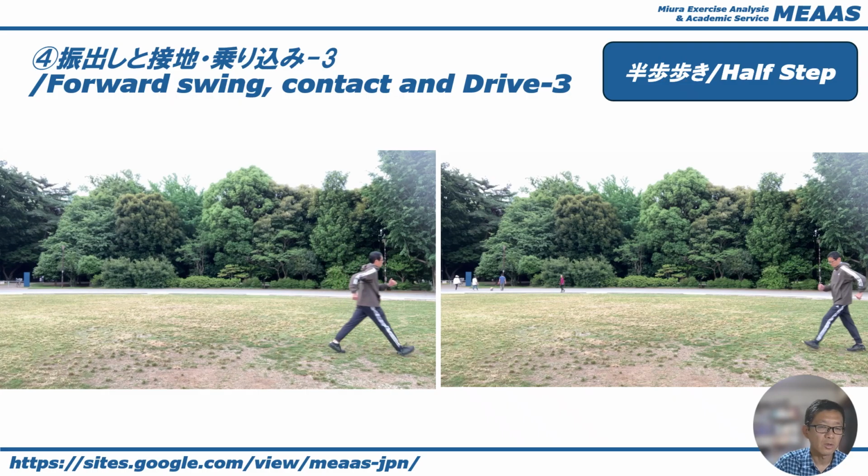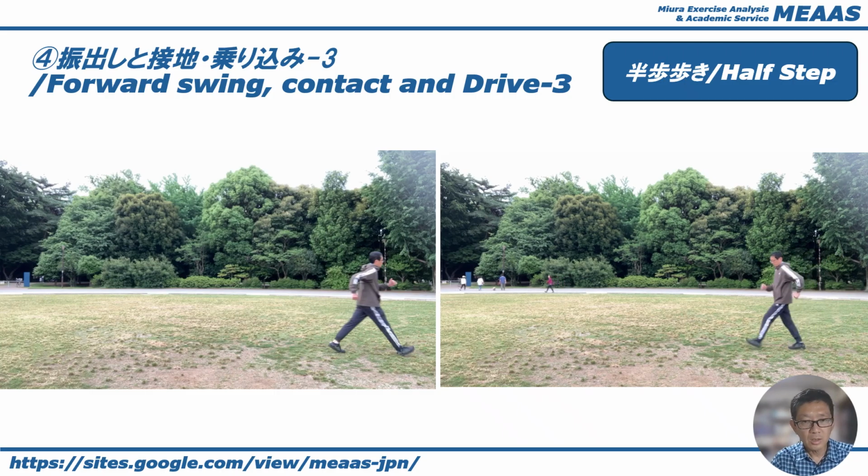This model is a little bit too wide, but it's okay in the narrow step or wide step. Both are very useful for learning about the forward swing, contact, and driving. And another variation is changing the direction. Okay, right front and left front.